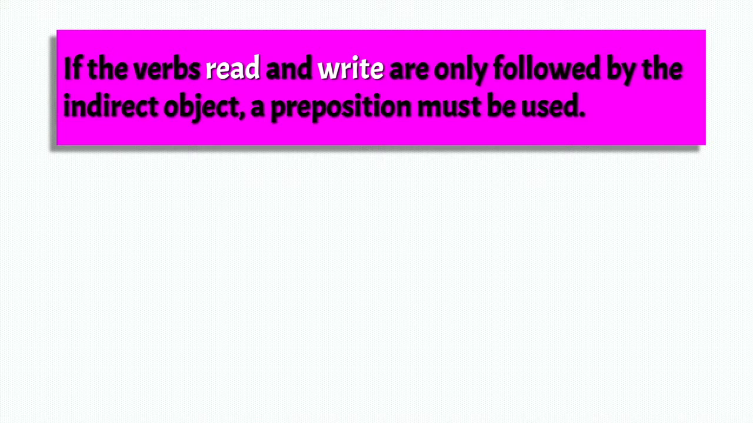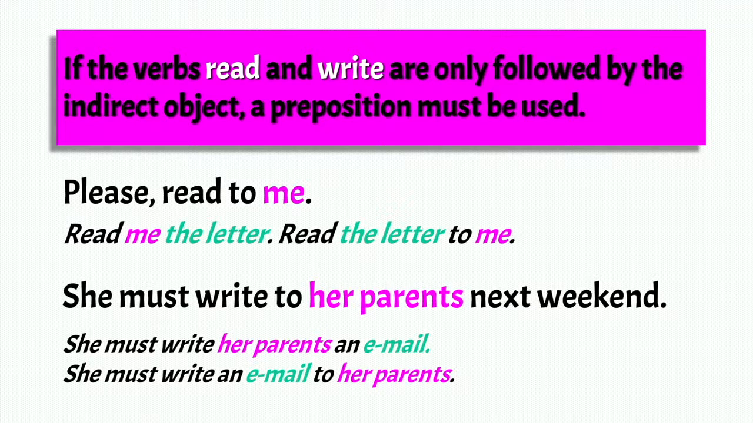Now, if the verbs read and write are only followed by the indirect object, a preposition must be used, just like these examples. Please read to me. You can even say, read me the letter. So the indirect object is me, the direct object the letter. Or read the letter to me. And you can see there, to me is your indirect object. The letter is your direct object.